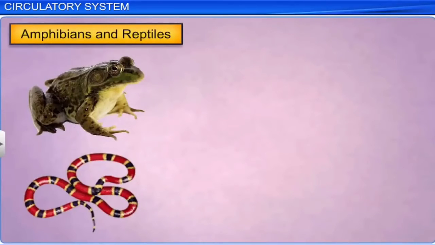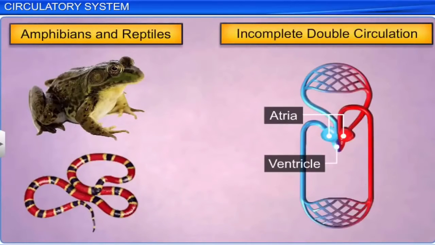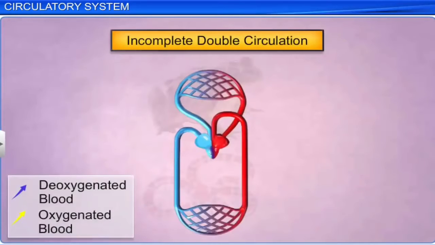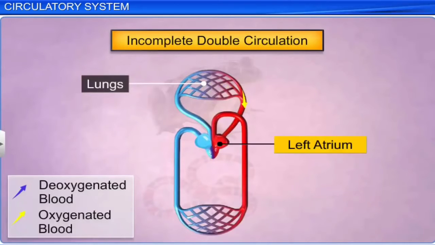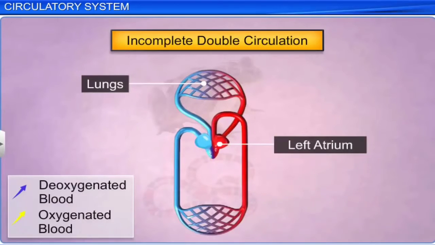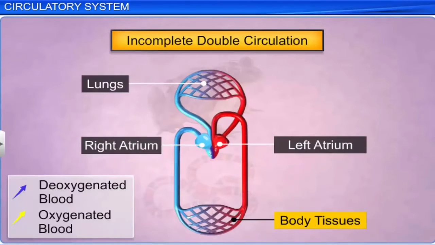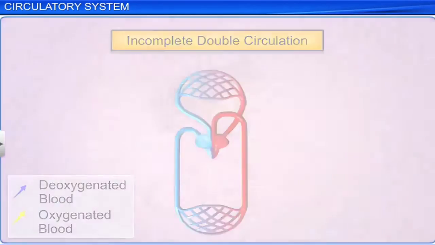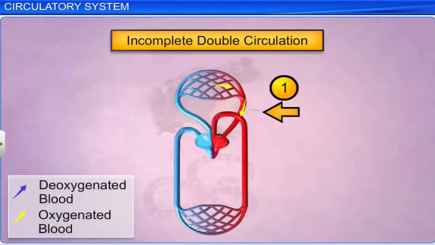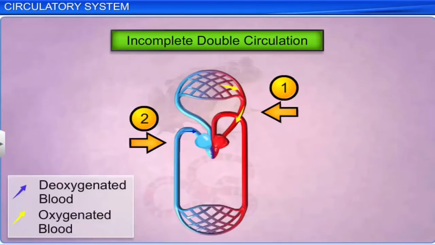Frogs and reptiles exhibit incomplete double circulation. Oxygenated blood from the lungs or gills or skin reaches the left atrium, while deoxygenated blood from body tissues reaches the right atrium. Blood from the left and right atrium is mixed in the single ventricle. Thus, the blood passes through the heart twice and gets mixed in the single ventricle during circulation, and hence this is called incomplete double circulation.